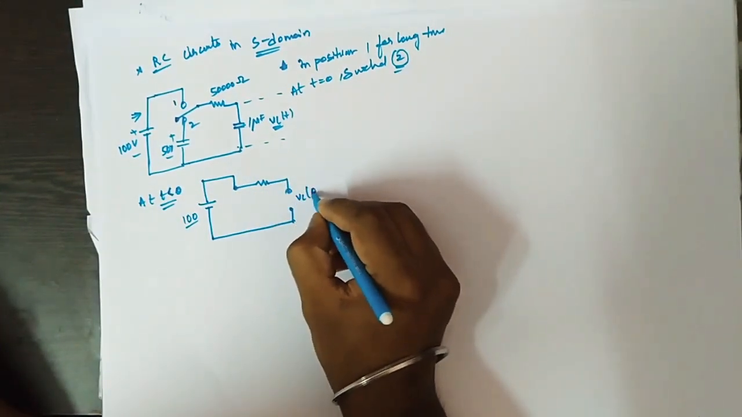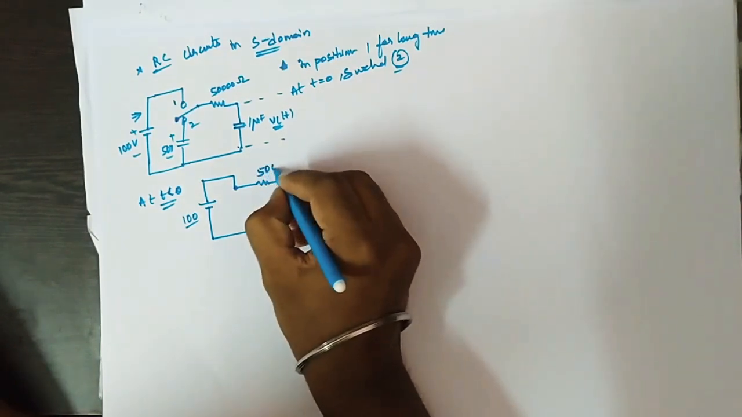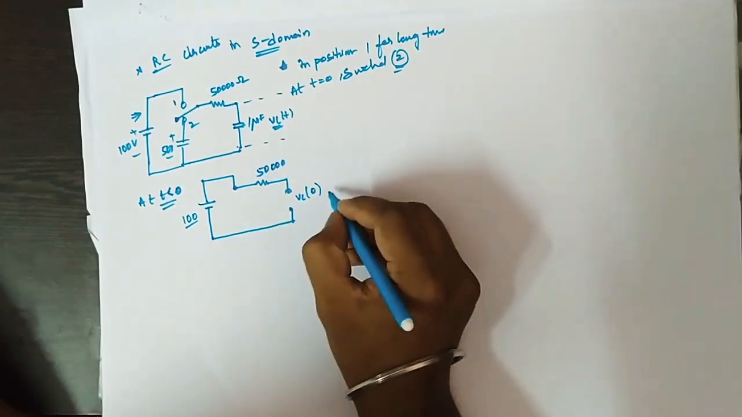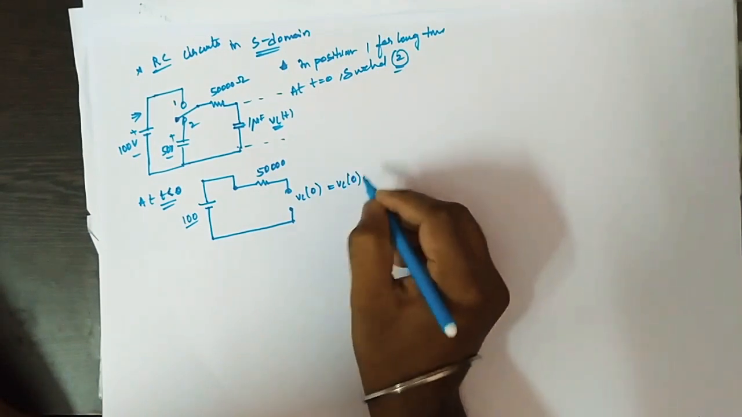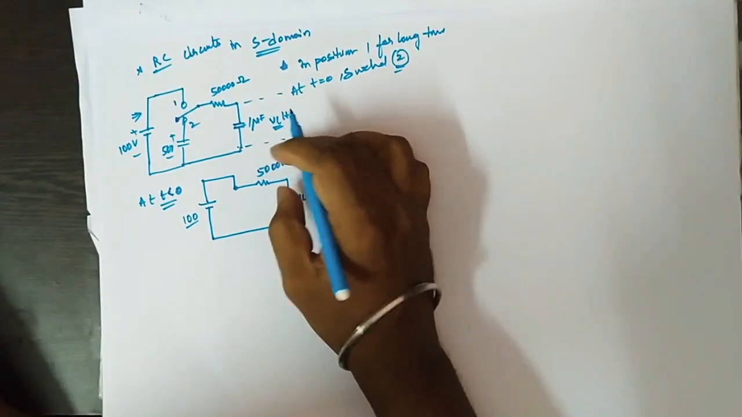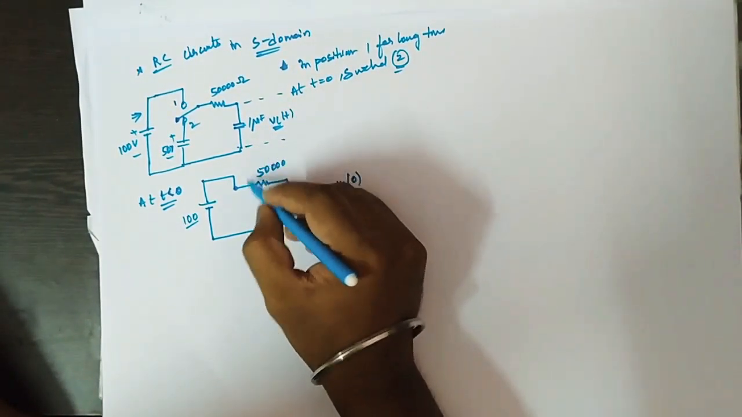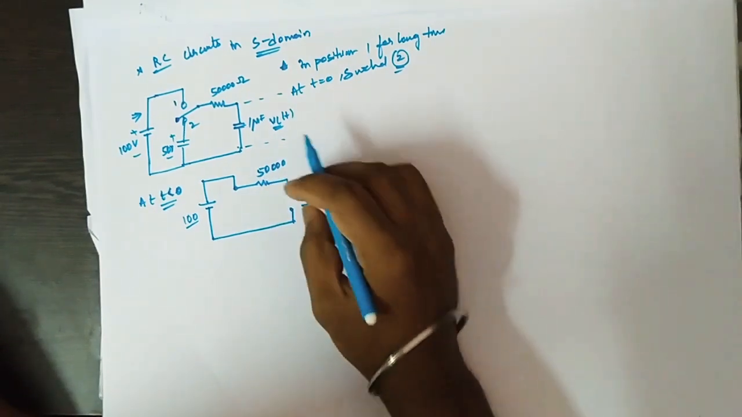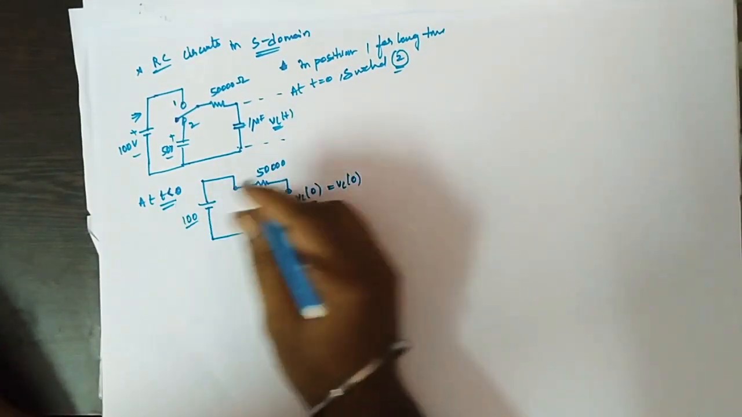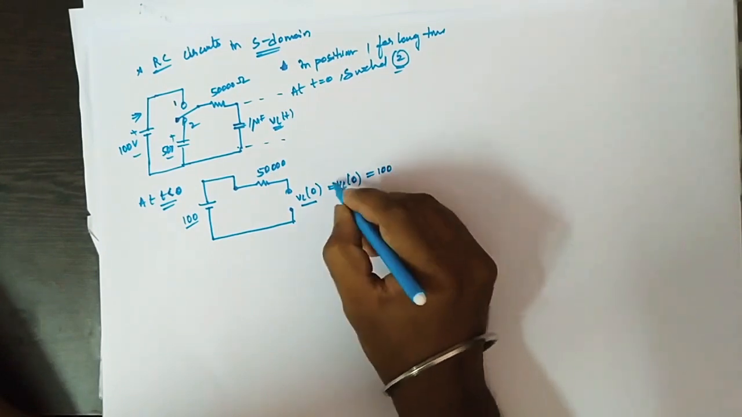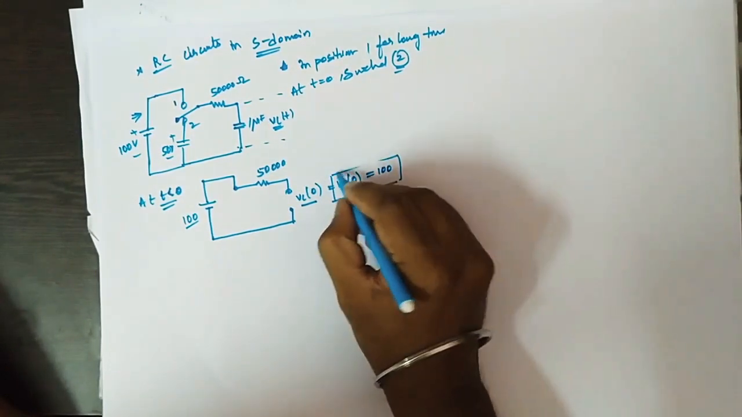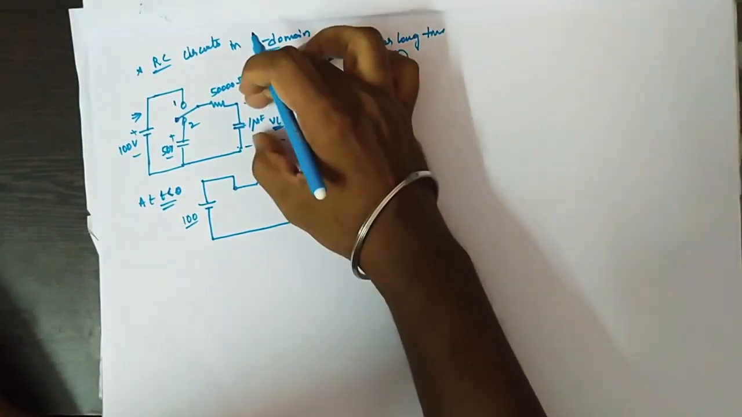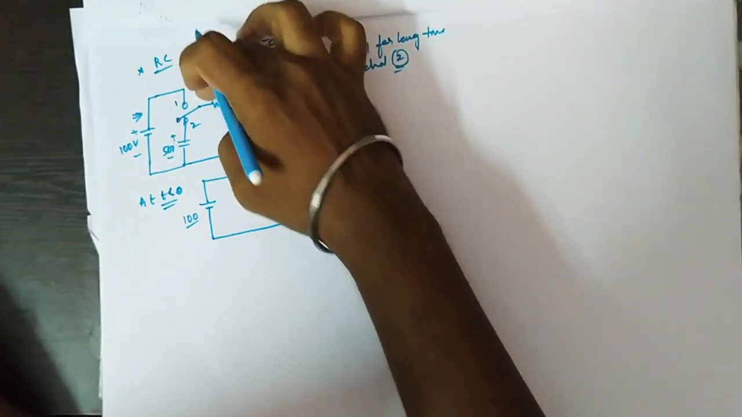So Vc of 0 we represent. Now Vc of 0 equal to what? There will be no voltage drop here. So the voltage across this terminal is 100 volts only. Okay, this is the initial condition of this capacitor before switch on.